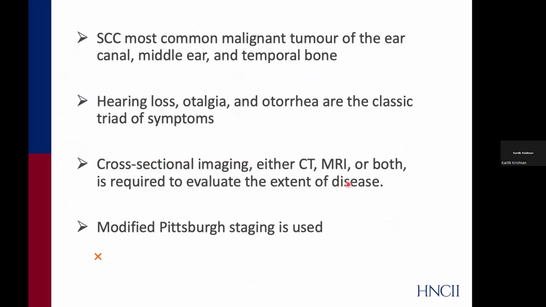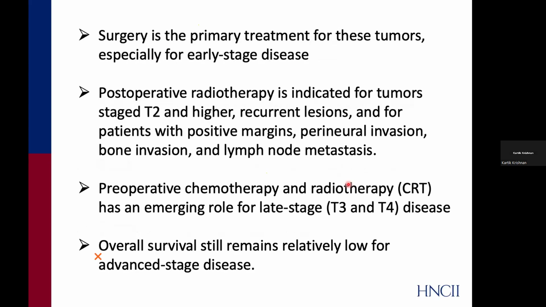To summarize, squamous cell carcinoma is the most common malignant tumor of the ear canal, middle ear and temporal bone. Hearing loss, otalgia and otorrhea are the classic triad of symptoms the patient presents with. Cross-sectional imaging, either CT or MRI or both, is required to evaluate the extent of disease. The modified Pittsburgh staging is used for these tumors. Surgery is the primary treatment, especially for early stage disease. Post-operative radiotherapy is indicated for tumors of stage T2 and higher, recurrent lesions, and for patients with positive margins, PNI, bone invasion, and lymph node metastasis. Pre-operative chemotherapy and radiotherapy has an emerging role for late stage, that is T3 and T4 disease, and overall survival still remains low for advanced stage disease.